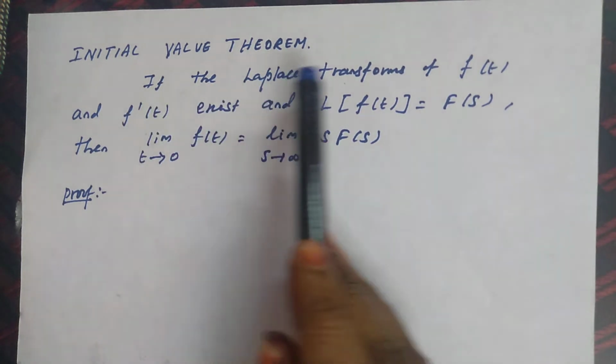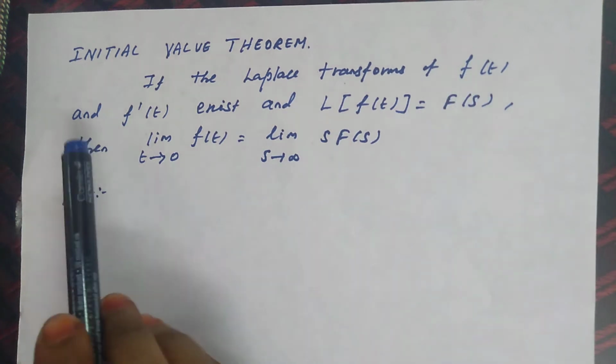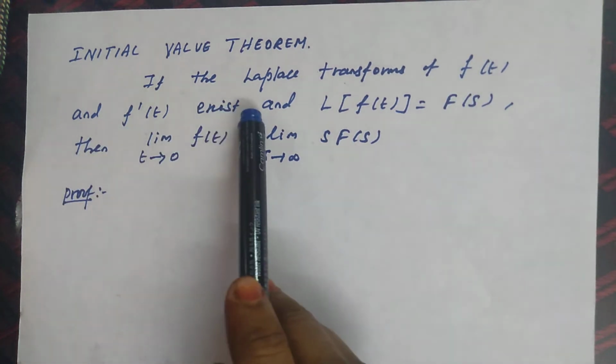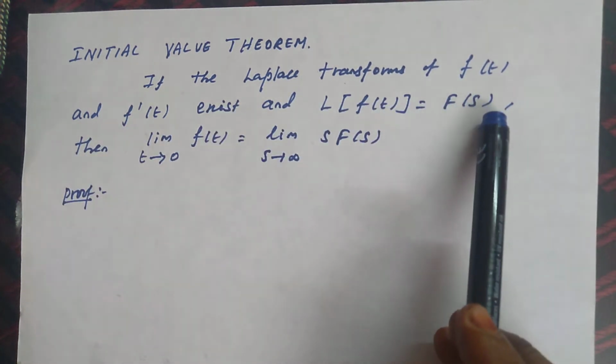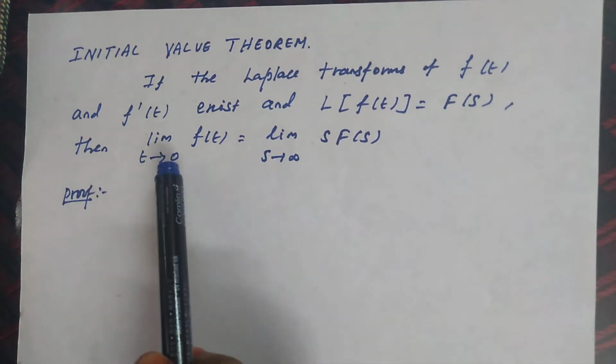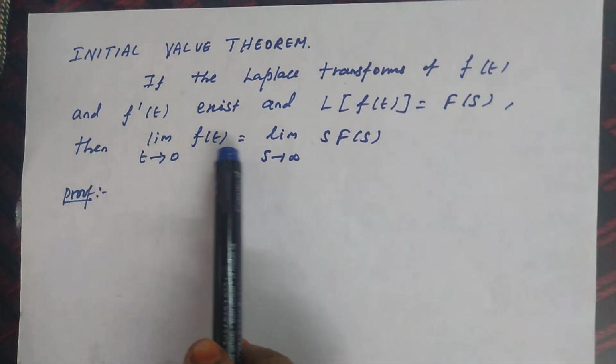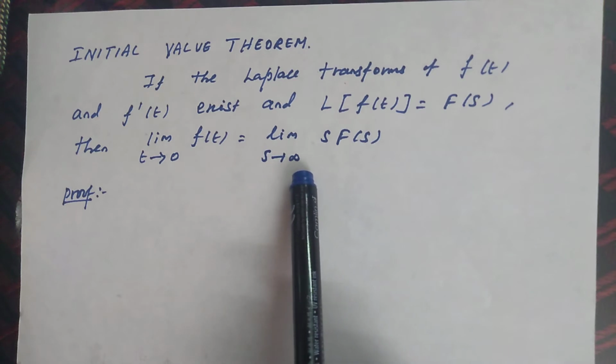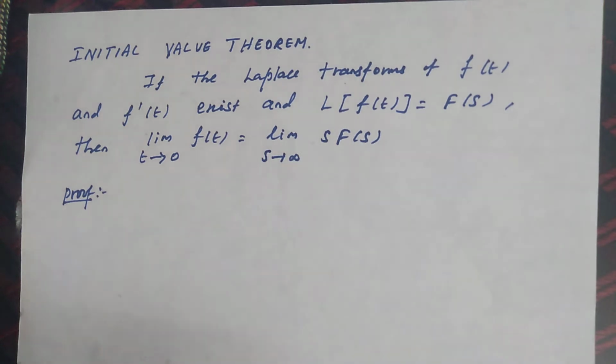If the Laplace transform of f(t) and f'(t) exist and L of f(t) equals F(s), then limit t tends to 0 of f(t) equals limit s tends to infinity of s F(s). So this is the statement of initial value theorem. Now we are going to write the proof.